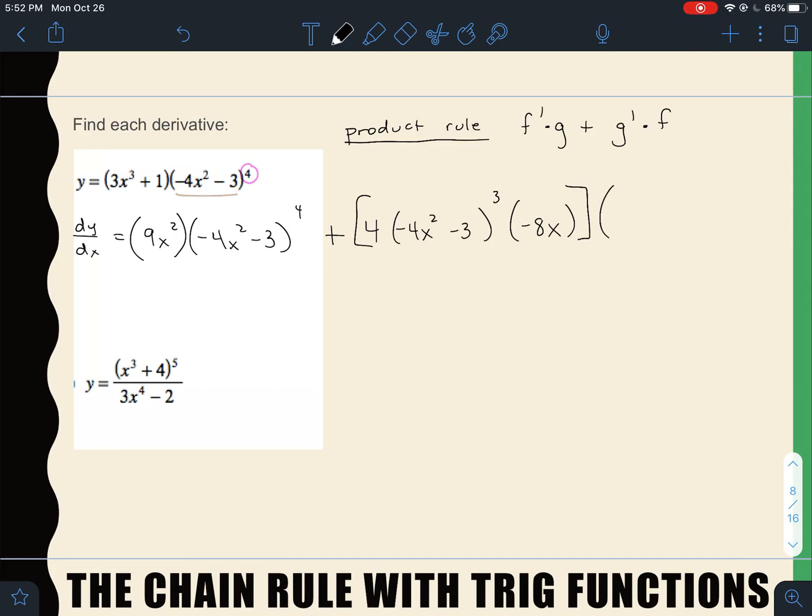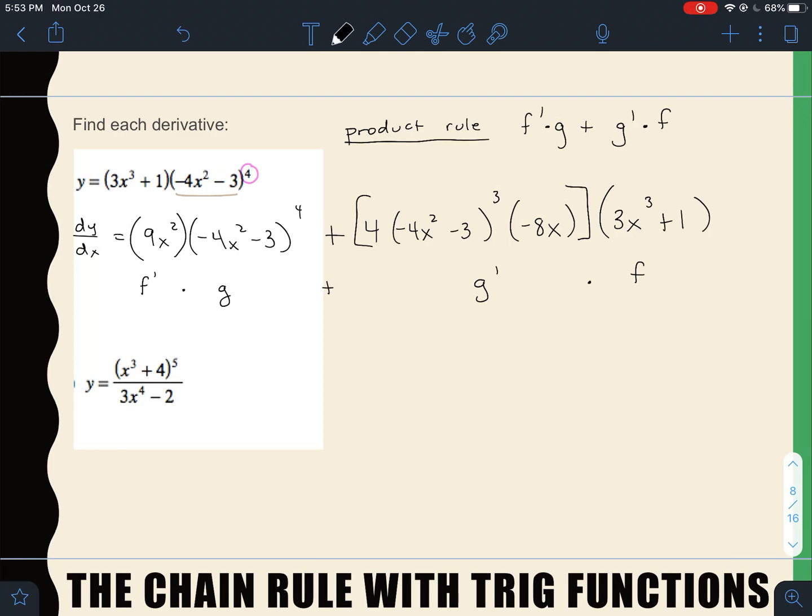And then we have to multiply it by the first function. Well, the first function was 3x to the 3rd plus 1. So this was the derivative of the first times leave the second alone, then plus this is the derivative of the second times leave the first alone. And I'm just going to leave it like that.